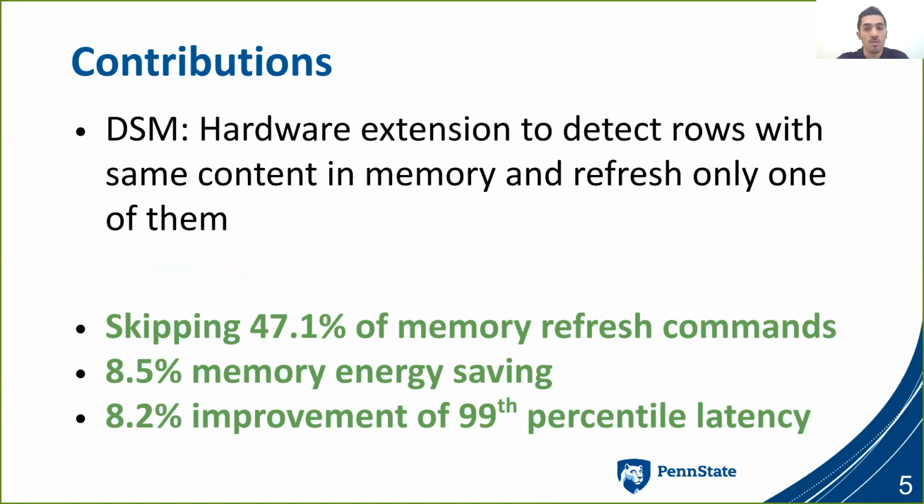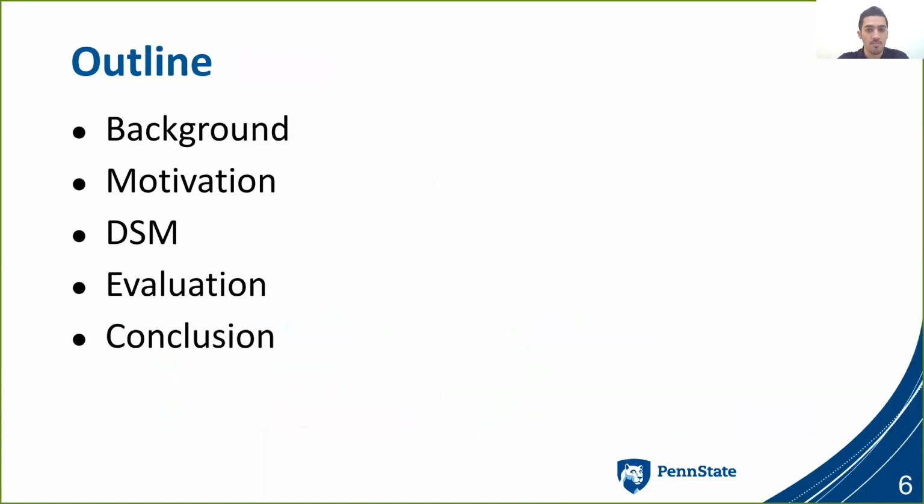In this work, we have the following contributions. We first propose DSM, a lightweight hardware extension that detects different rows in DRAM that have the same content and refreshes only one of them. With this, DSM can skip 47% of memory refresh commands and reduce the memory energy consumption by 8.5%. Also, by reducing the time in which DRAM is refreshing memory and not servicing the memory requests, DSM improves the 99th percentile latency by up to 8.2%.